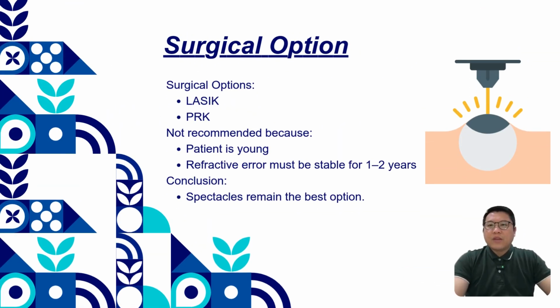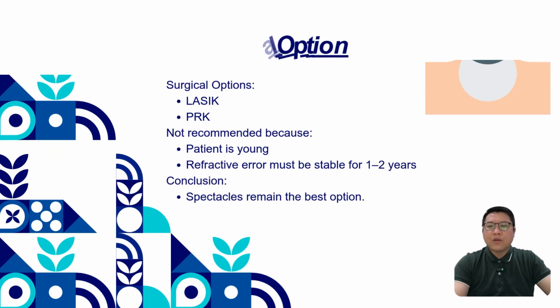For patients with stable refractive errors, refractive surgery such as LASIK or PRK may be considered. This procedure reshapes the cornea to eliminate the need for spectacles. However, this patient is only 20 years old. Refractive stability may not yet be achieved, and surgery is generally recommended only when the prescription remains unchanged for 1 to 2 years. Therefore, surgical correction is not recommended at this stage. Spectacles remain the safest and most appropriate option.